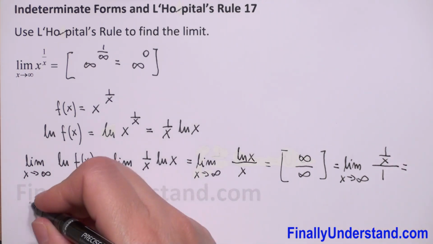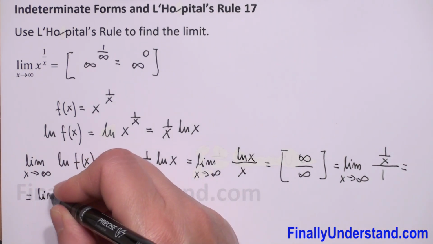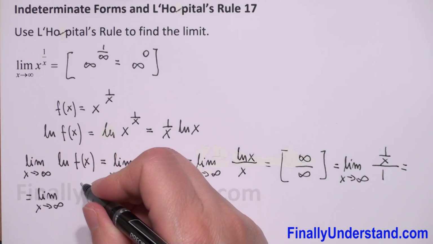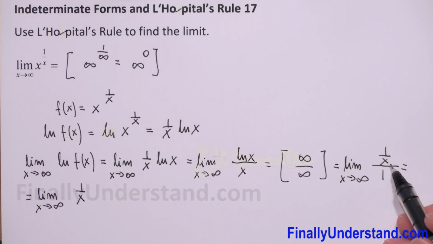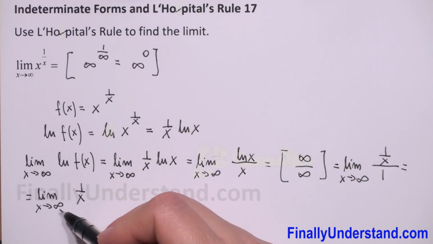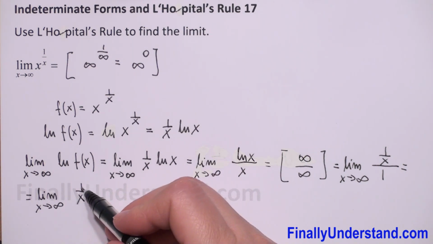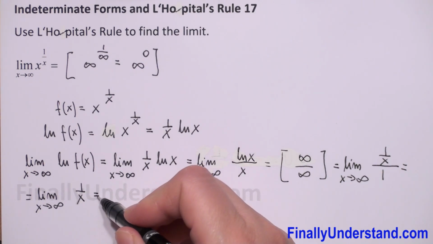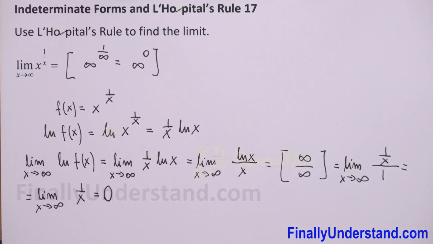So this is equal to the limit as x approaches infinity of 1 over x, because when we divide 1 over x by 1 we get 1 over x. The denominator is going to infinity, to a very large number. 1 divided by a very large number is equal to 0, it is going to 0. We found the limit as x approaches positive infinity of natural log of f of x.